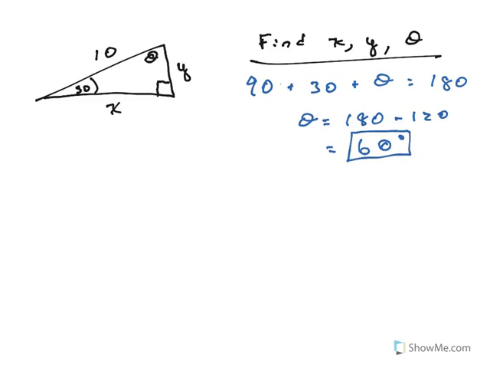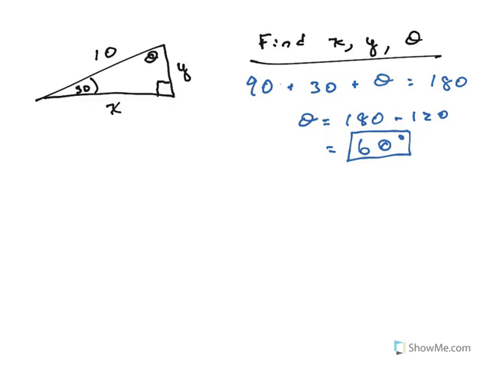And so this happens to be another one of those fancy special triangles, and it's called a 30, 60, 90 triangle. If you have a right triangle, and one of the angles is 30, then you automatically know the other angle has to be 60, because 30, 60, 90. All right, so there we have one piece of information.